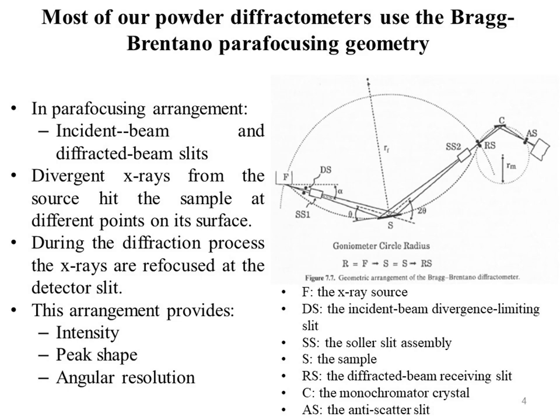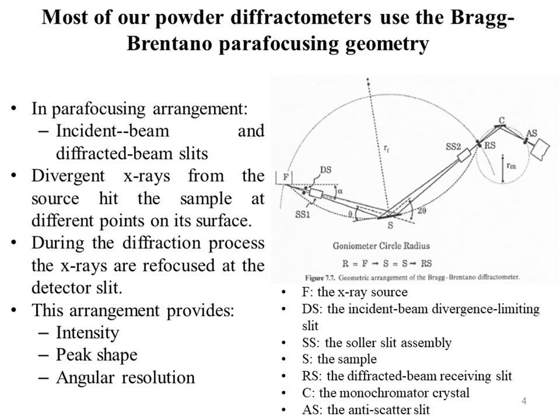Now, most of our powder diffractometers use the Bragg-Brentano parafocusing geometry. A point detector and sample are moved so that the detector is always at 2 theta and the sample surface is always at theta to the incident X-ray beam. In the parafocusing arrangement, the incident and diffracted beam slits move on a circle that is centered on the sample.